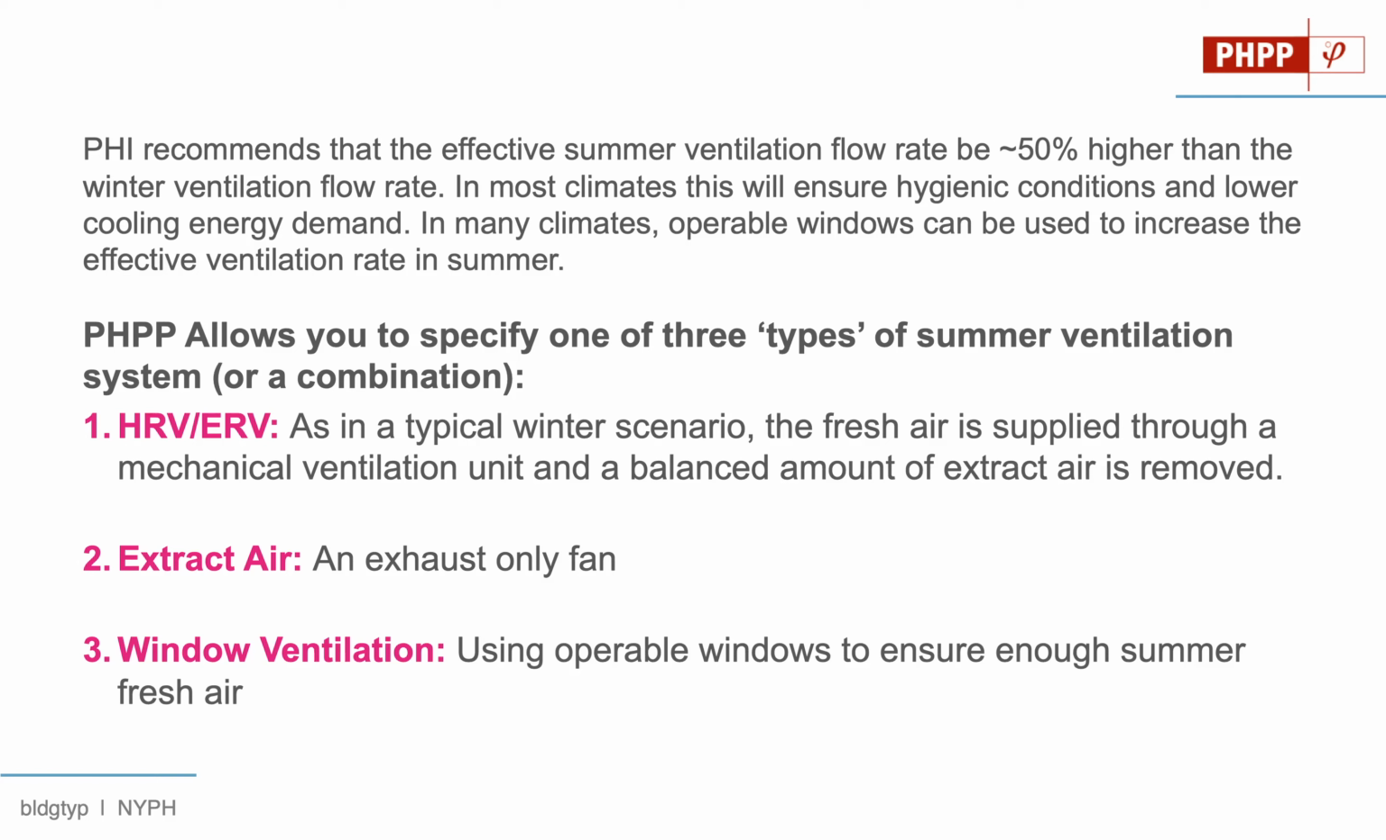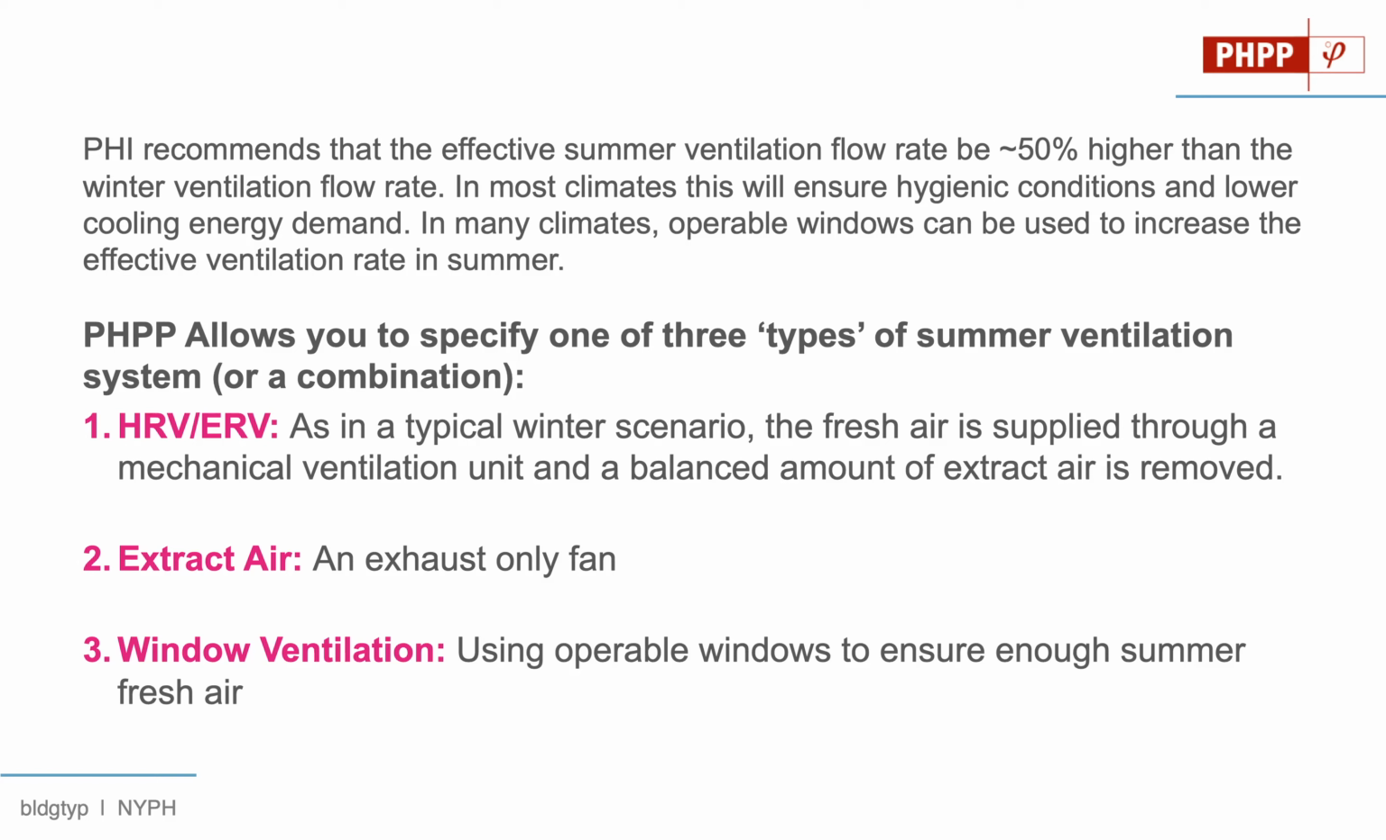Now we should note here that PHI, Passive House Institute, recommends that our effective summer ventilation flow rates should be roughly about 50% higher than our winter ventilation flow rates. So we're going to design our HRV or ERV system, and then we're going to say, what's its operation in winter look like? And then what PHI says is, that's great. In the summertime, your flow rates should be about 50% higher. And that's to ensure hygienic conditions and also to help lower our cooling energy demand. Well, that can be kind of challenging.